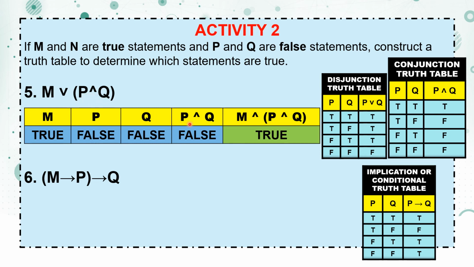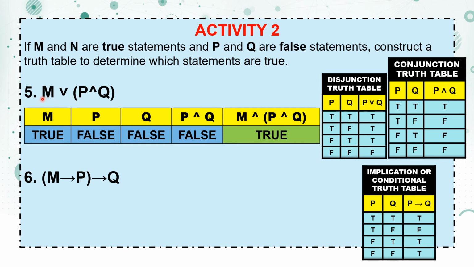Now, let's get what's in the parenthesis, P and Q. This is a conjunction, so we look at the conjunction truth table. P is false, Q is false. So, false, false. The answer is false. So, we have false here.